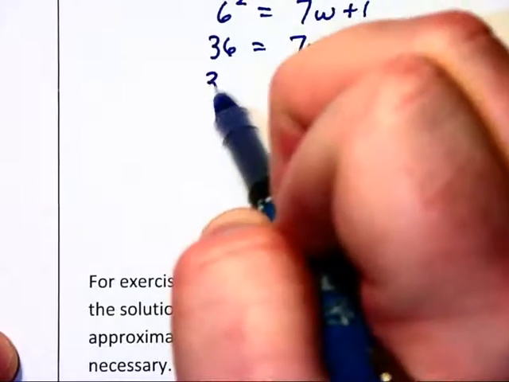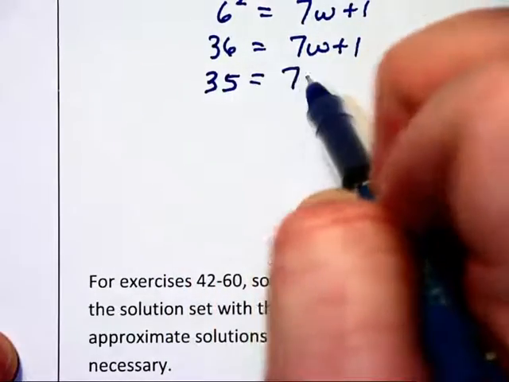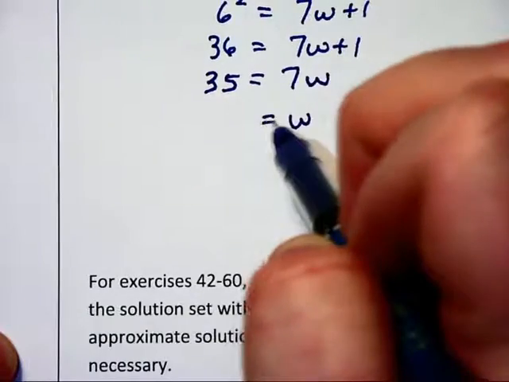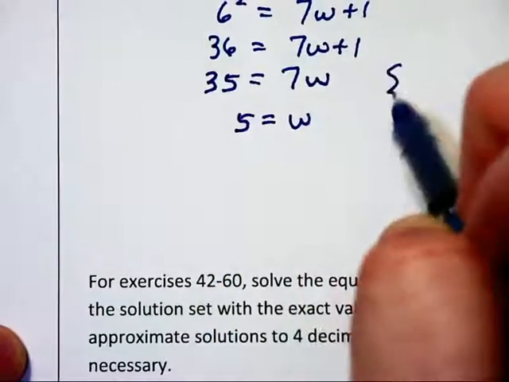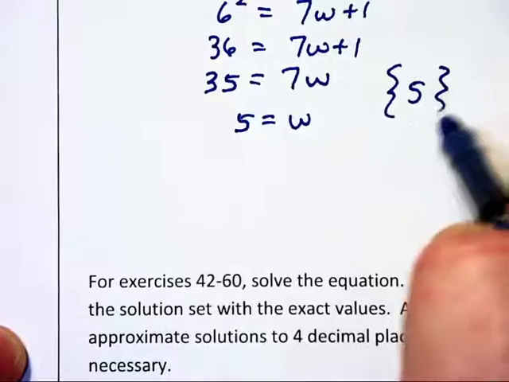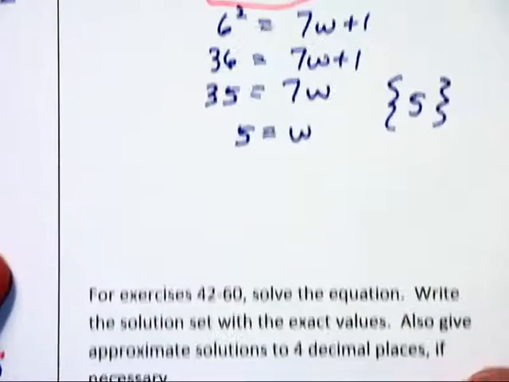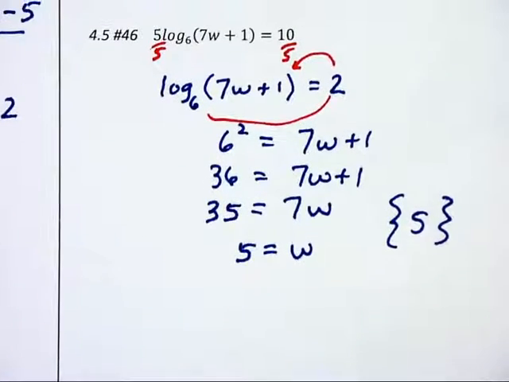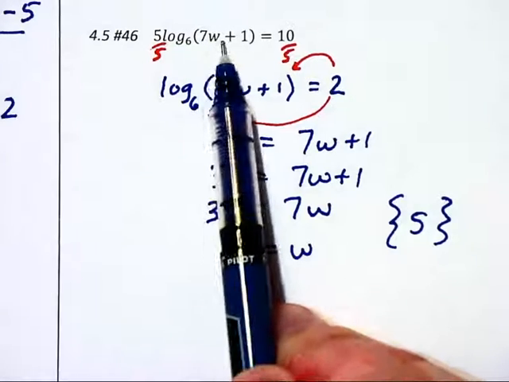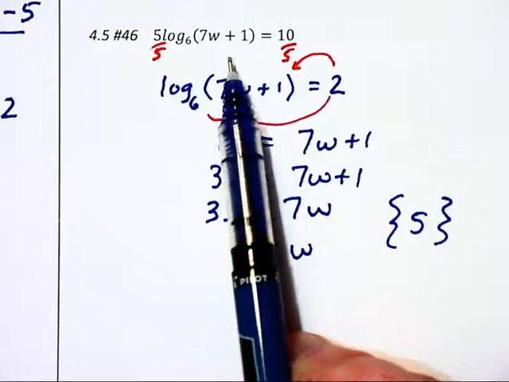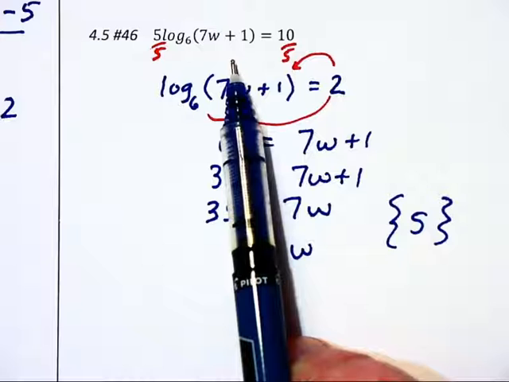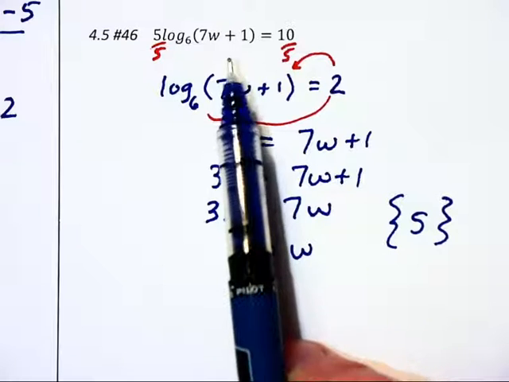Subtracting 1 on each side gives us 35 equals 7w, and w then is equal to 5, and that is our solution set. Now let's take that 5 and substitute it back in the original problem. 35 plus 1 is 36. I just want to make sure that we don't get the log of a negative when we do that.